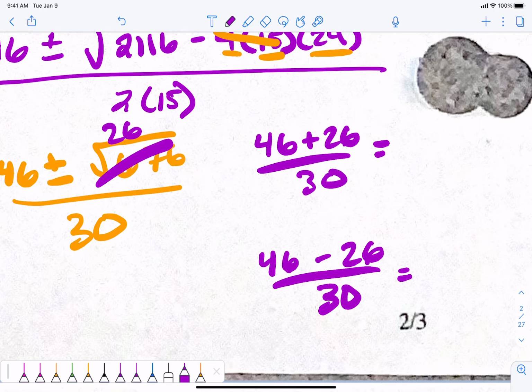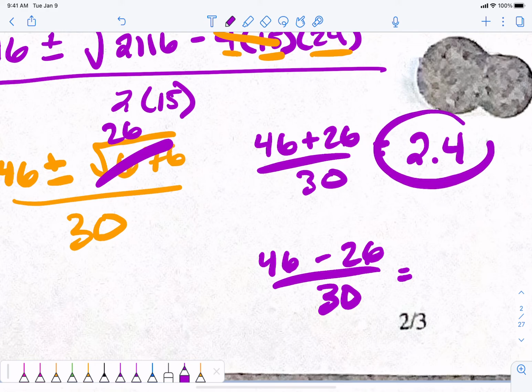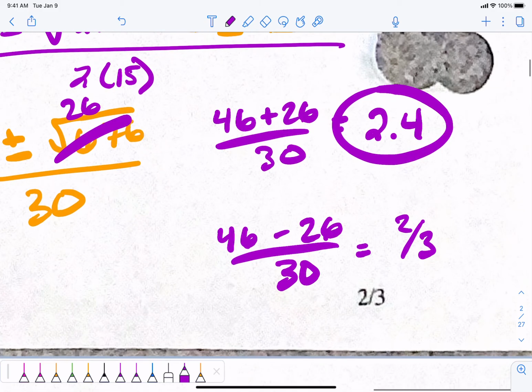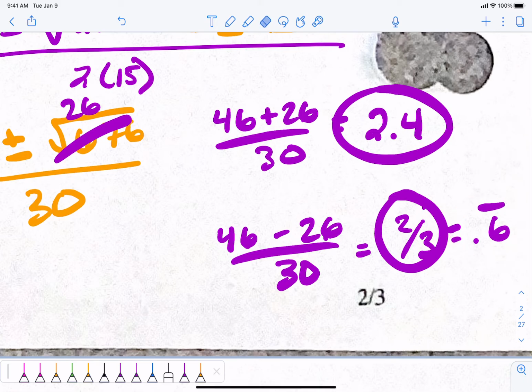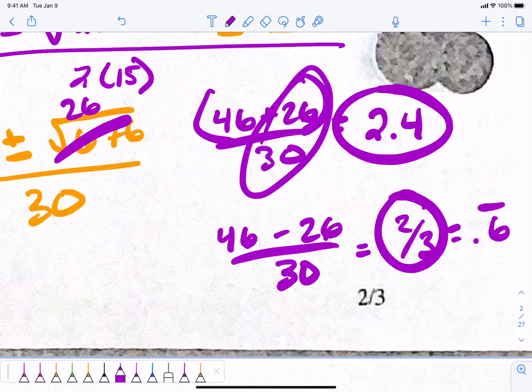Okay, 46 plus 26 divided by 30, I get 12/5, so 2.4. And for subtraction, I got 2/3, which is 0.6 repeating. Actually, let's do 2/3. You will have to put that top part in parentheses, otherwise it's only going to divide the 26 by the 30. Yep, that's what it is.